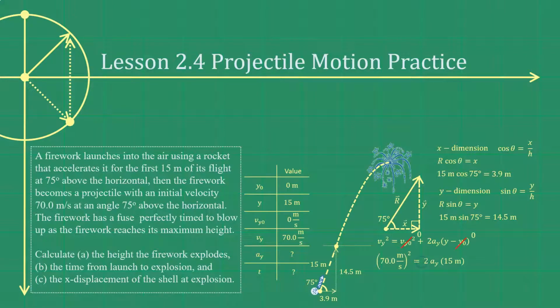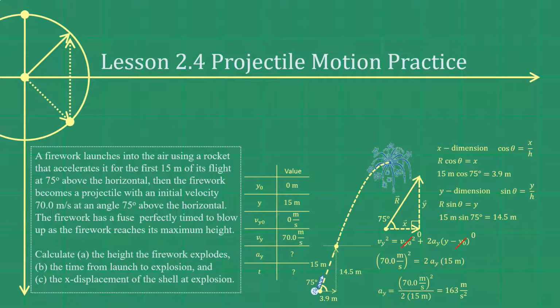Plug in the values that I know. My y velocity at the end of this acceleration is 70 meters per second. I need to square that value, and that's going to equal 2 times the acceleration times the distance covered of 15 meters. Rearranging to solve for the acceleration, it's 70 squared divided by 2 times 15, and I see that this is going to be a large number with 70 squared in the numerator, and it certainly is a large acceleration, 163 meters per second squared.